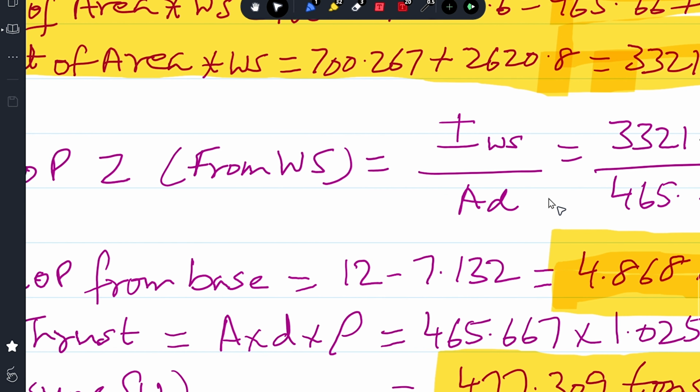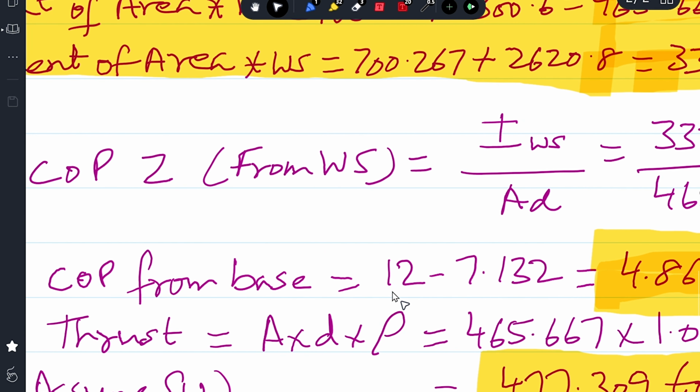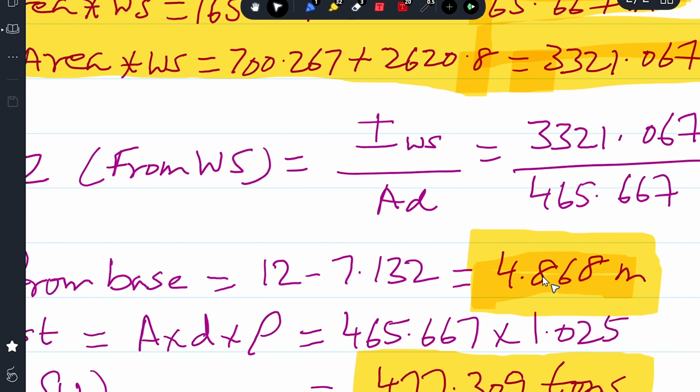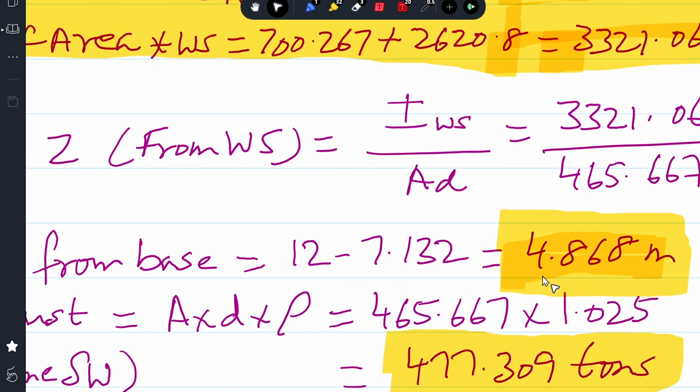and total height of the water surface from the base is 12 meter. 10 meter is the bulkhead and 2 meter is the head. So total height of the water surface from the base is 12. So 12 minus 7.132 gives me 4.868 meter as the center of pressure from the base. Position of the height of the center of pressure from the base of the bulkhead, 4.868.